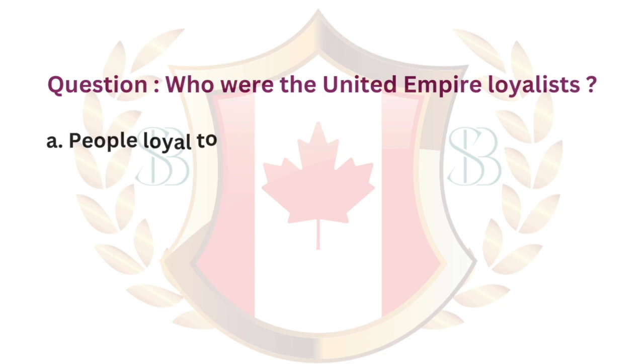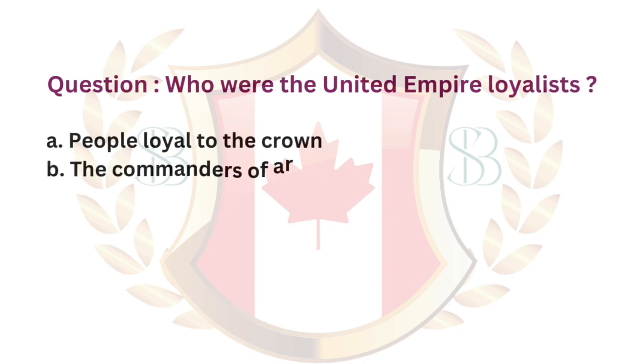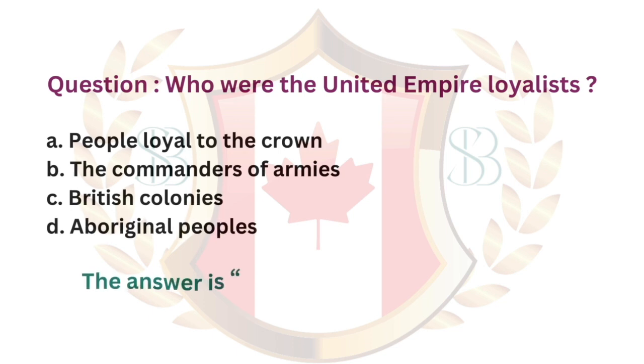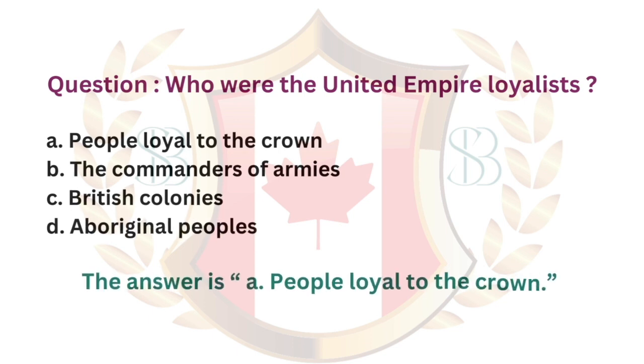Question. Who were the United Empire Loyalists? A. People loyal to the Crown. B. The commanders of armies. C. British colonies. D. Aboriginal peoples. The answer is A. People loyal to the Crown.